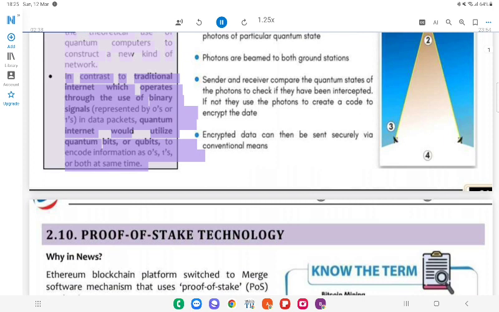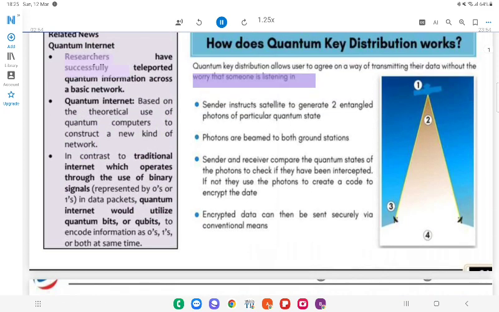In contrast to traditional internet, which operates through the use of binary signals represented by 0s or 1s in data packets, quantum internet would utilize quantum bits or qubits to encode information as 0s, 1s, or both at the same time. Worry that someone is listening in.